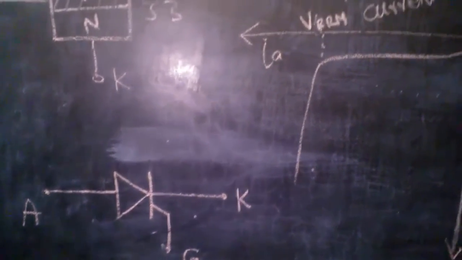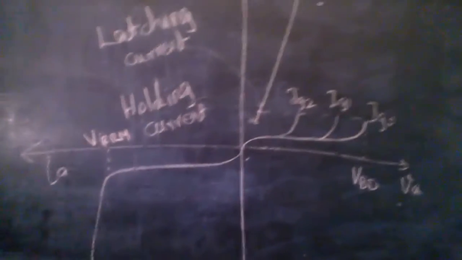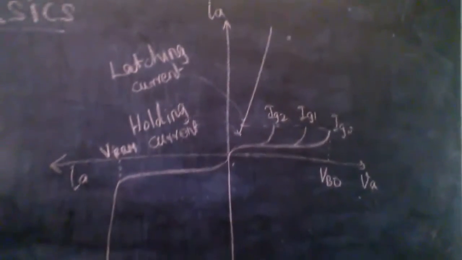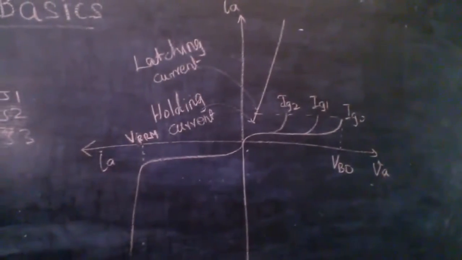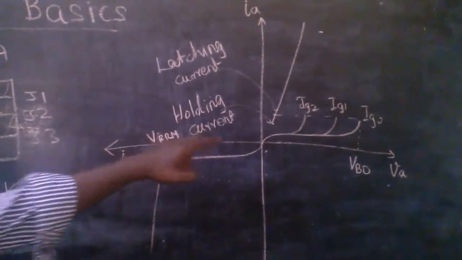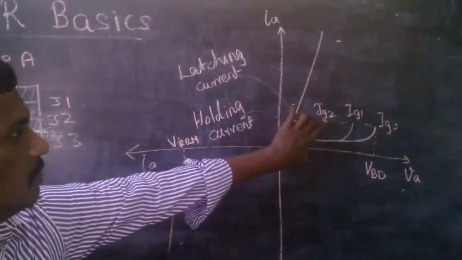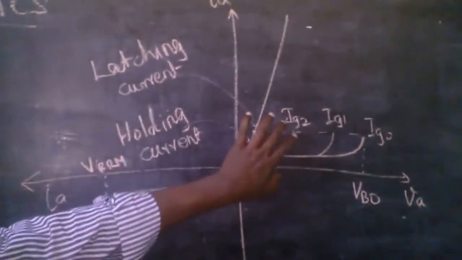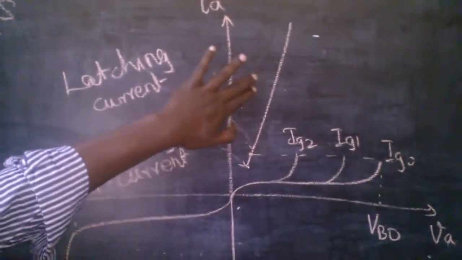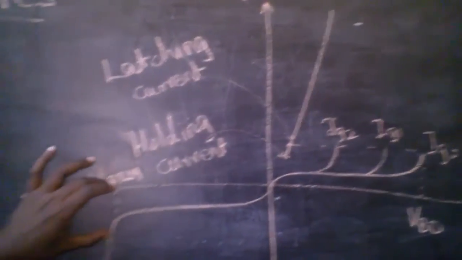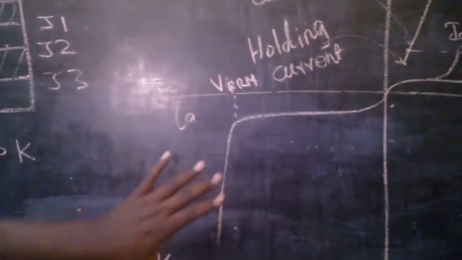The operation of SCR can be explained with the help of the VI characteristic of the device. SCR has 4 operating modes. In this section we can say it is the forward blocking mode, and here it is the forward conduction mode, then the reverse blocking mode and the reverse conduction mode.